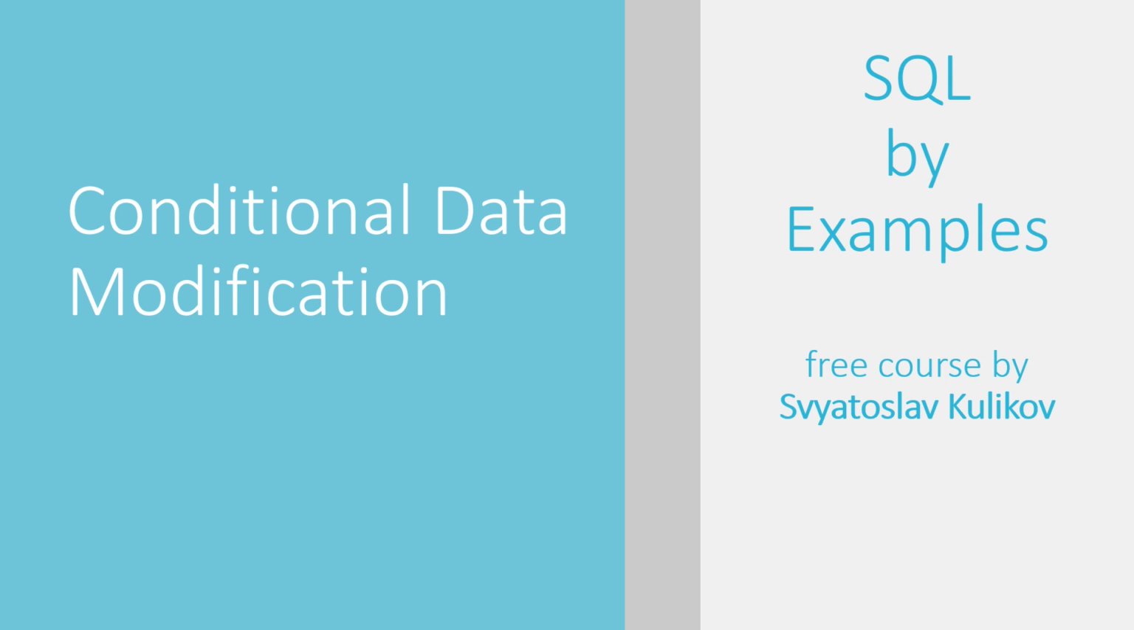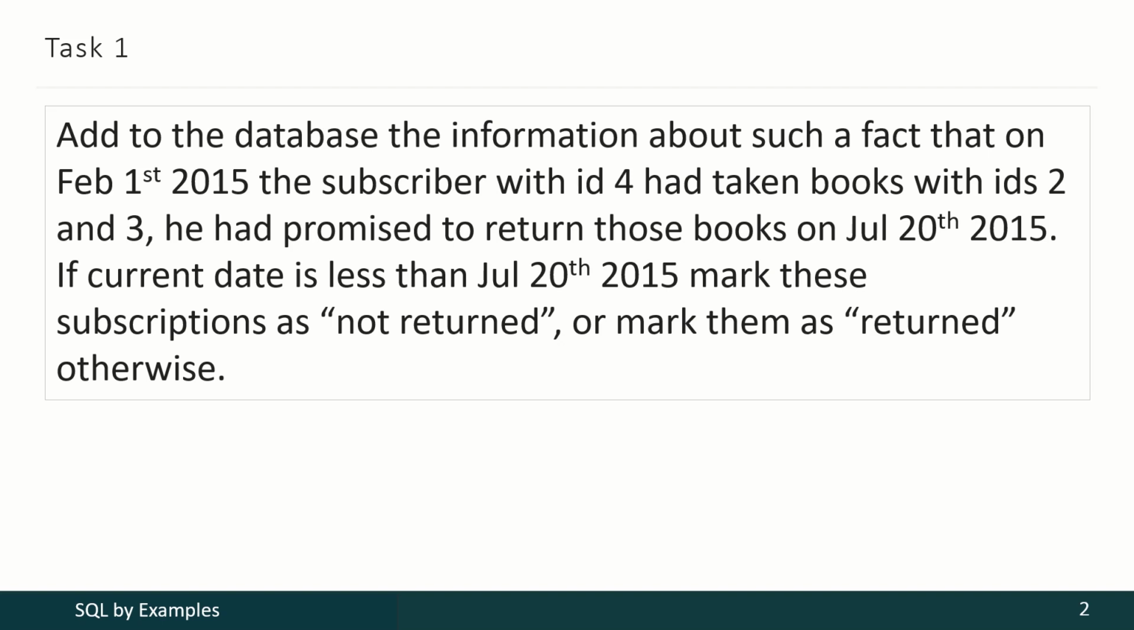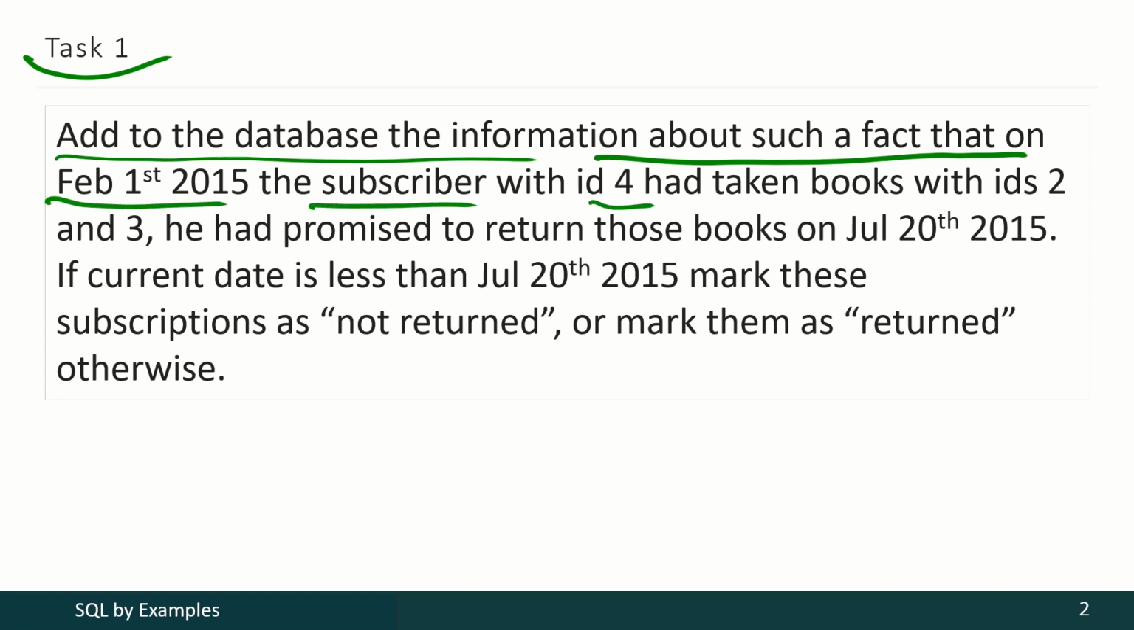In the next video we shall talk about conditional data modification. In the first task we have to add to the database the information about such a fact that on such a date the subscriber with ID 4 had taken books with IDs 2 and 3 and he had promised to return those books on that date.